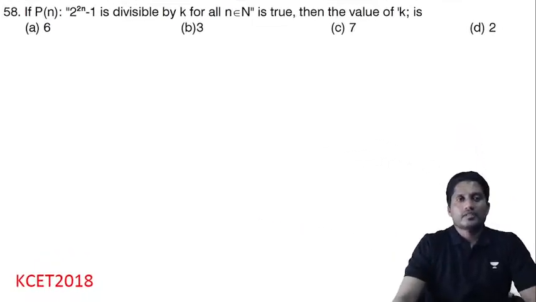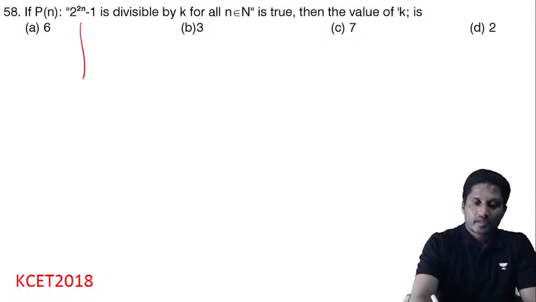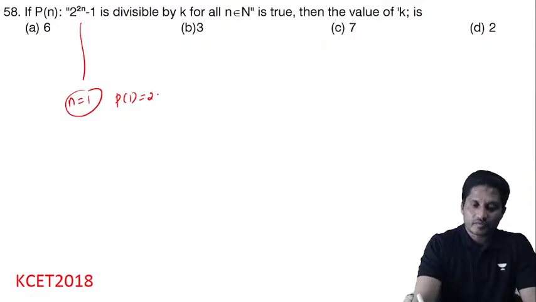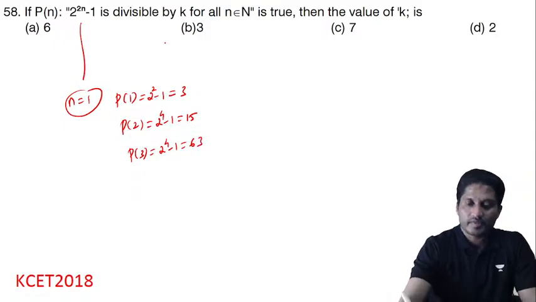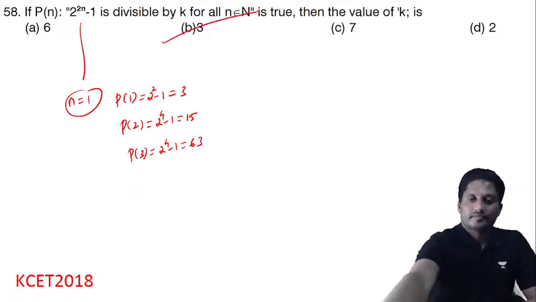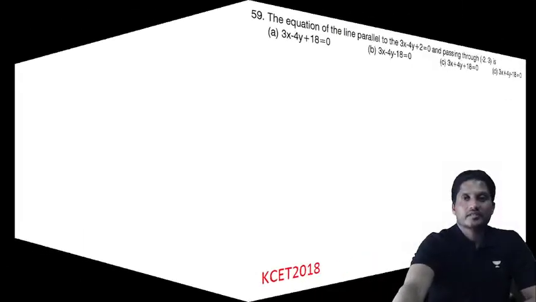Let's move to the next question. P of n, 2 power n minus 1, is divisible by k for all n belonging to N is true. Then what should be the value of k? If I put n equal to 1, P of 1 is equal to 2 minus 1 square minus 1 equal to 3. Suppose P of 2, then 2 power 4 minus 1. P of 3 will be equal to 2 power 6, that is 64 minus 1, all are divisible by 3. Answer is option 3 only. Right? Let's move to the next question.